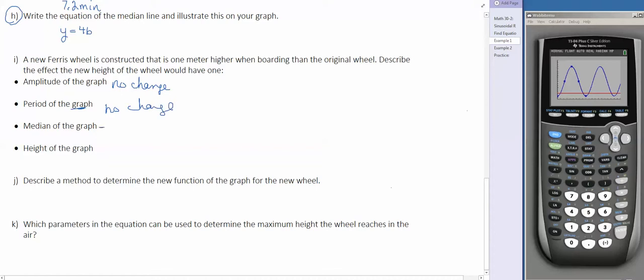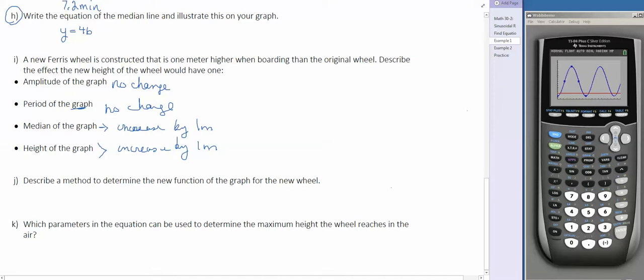Now, the median is going to change. It's going to increase by 1 because the middle of it is now 1 meter higher. So it will increase by 1 meter. And the height of the graph will also increase by 1 meter because everything is higher.